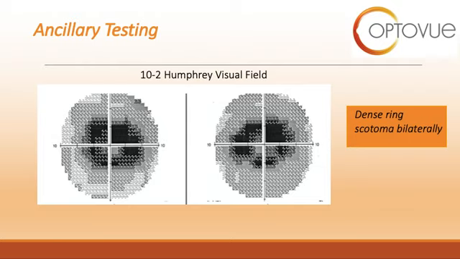When we did a 10-2 on her, you could see that she had dense ring scotomas bilaterally, and these are going to correlate exactly with those areas of bullseye maculopathy. The fovea seems to be spared, at least initially, and then she's got this area of dense scotomatous area around the fovea.